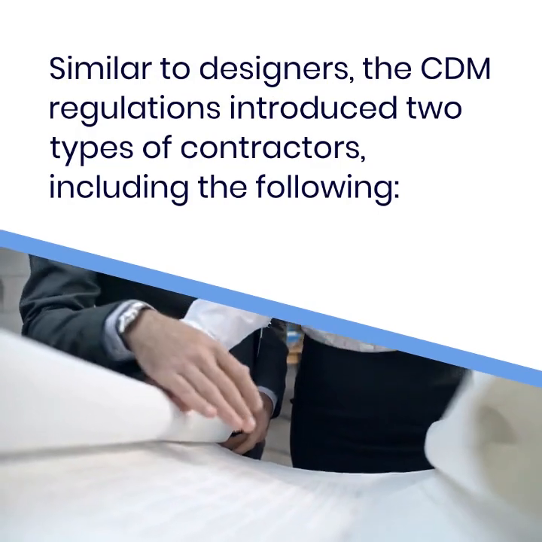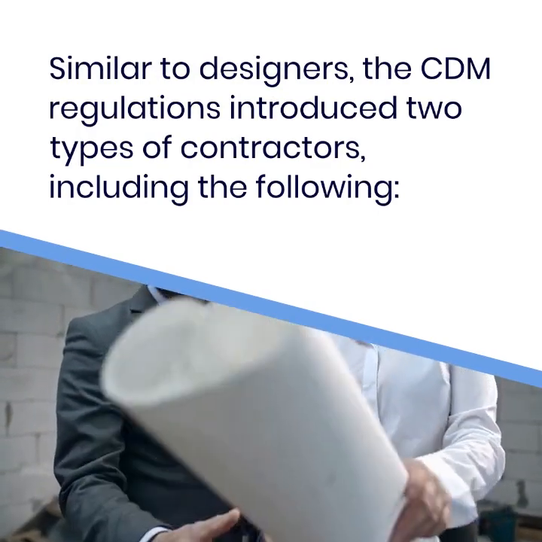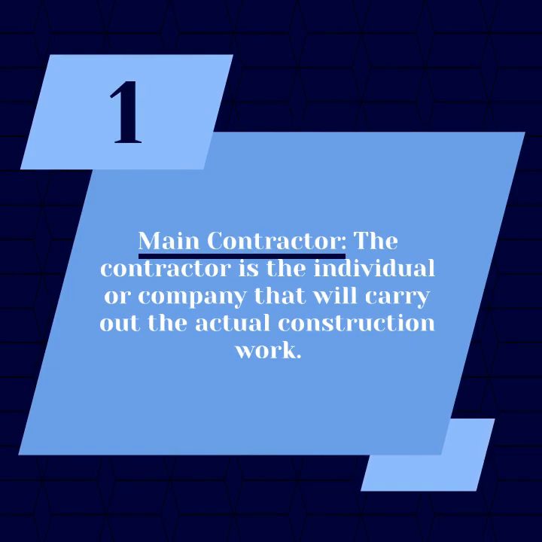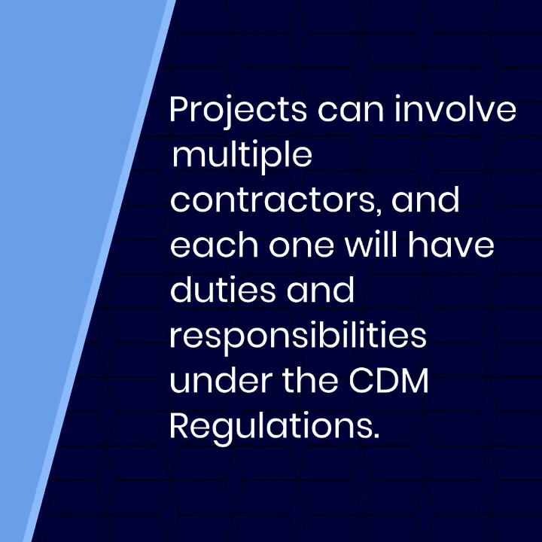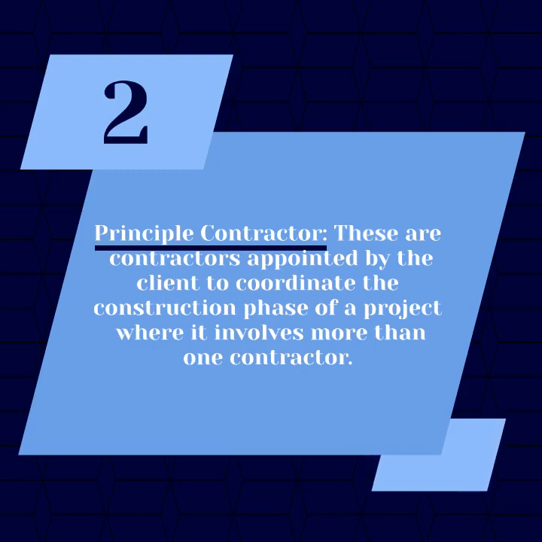Contractors. Similar to designers, the CDM regulations introduced 2 types of contractors, including the following. 1. Main contractor. The contractor is the individual or company that will carry out the actual construction work. Projects can involve multiple contractors, and each one will have duties and responsibilities under the CDM regulations. 2. Principal contractor. These are contractors appointed by the client to coordinate the construction phase of a project where it involves more than one contractor.